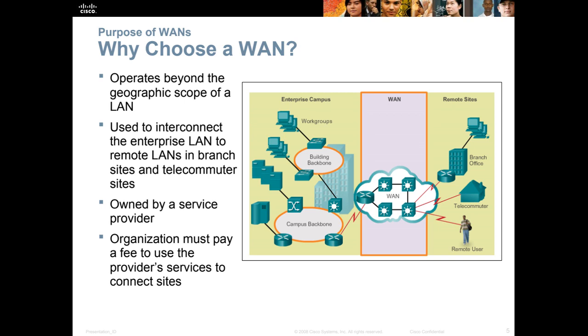Why do we need a WAN? Because if I want to go beyond my LAN, I have to go through a WAN. LAN is only for a small geographical area. It is used to interconnect the enterprise LAN to the remote LANs in branch sites, and also if you have a telecommuter site, and if you are a bank, you have a branch. If you have an employee traveling all the time, he wants to connect to the internet, he will need a WAN connection. An organization must pay a fee to use the provider services to connect sites.